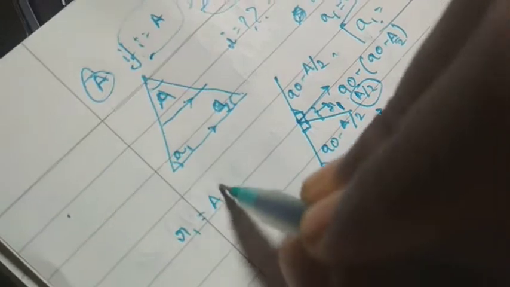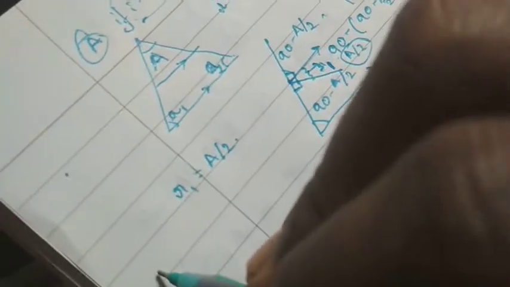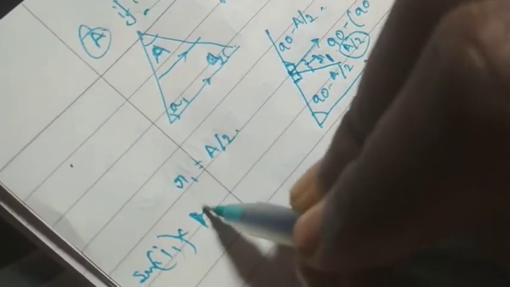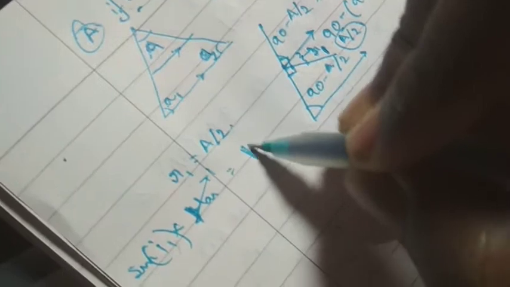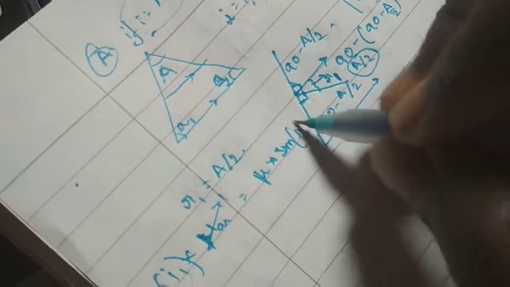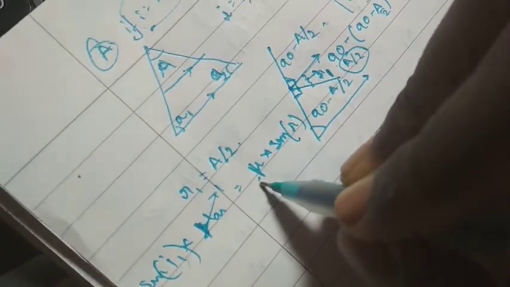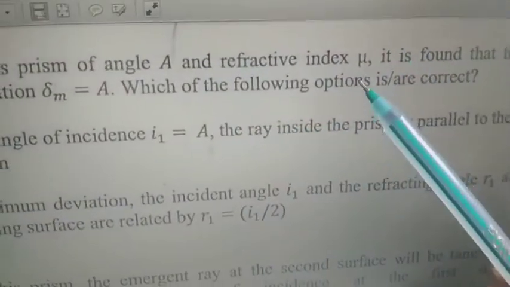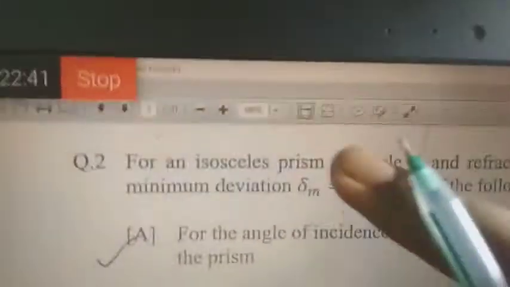Now if you remember, this is actually r1, so you get r1 equals A by 2. But we also know that sine of i1 times mu of air, which is 1, equals mu of glass into sine of r. We don't know about this mu because it is given that the refractive index is mu. Now it is also given that delta minimum is A. We have to use this formula right now.